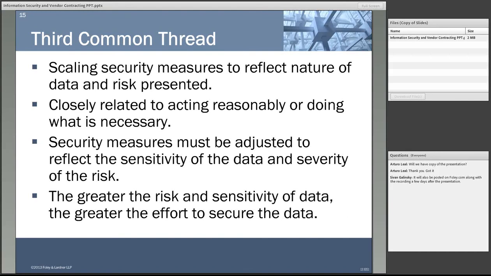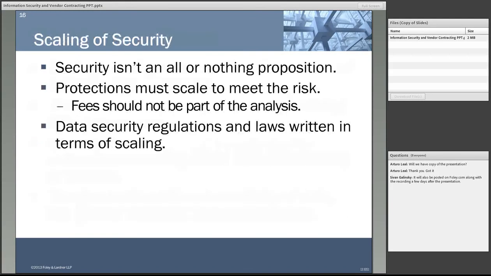And if we move to the next slide, the point is that security isn't an all or nothing proposition, that there is a range of things that potentially should be done, and that the information security requirements should take into account that range. And one of the things that we frequently find is that fees are focused on, meaning that a company may look at a vendor relationship, and rather than focusing on what kind of data am I placing in play, the question is, how large is the engagement?